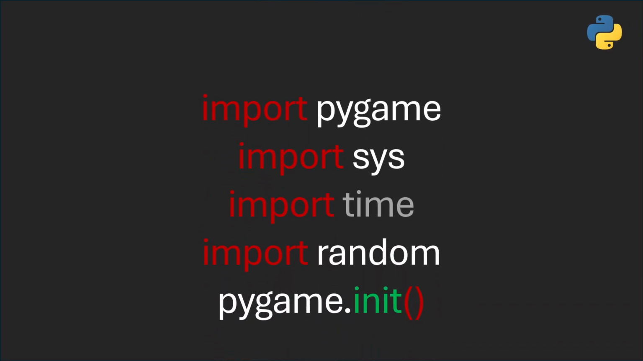So first we will need to be importing the libraries we need to create this game. We need Pygame, sys, time and random. Later on we will find out why we need these, but we need Pygame because our game is made in Pygame. On the last line, where it says pygame.init, we need that to initialize Pygame.